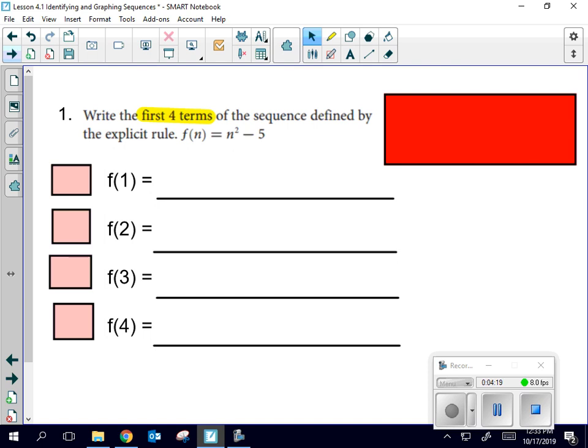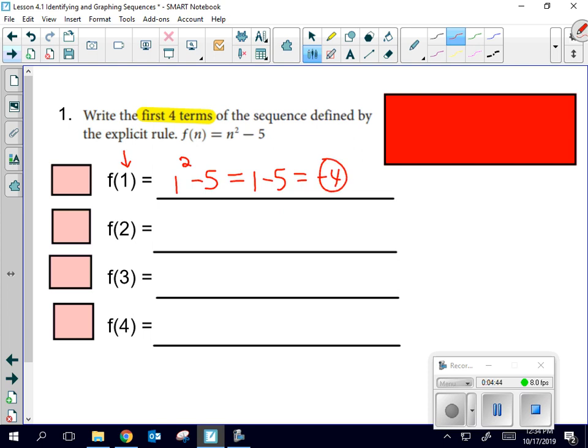All right, number 1, write the first 4 terms of the sequence defined by the explicit rule here. Well, all we need to do is plug in our n, which is given to us. The first one is 1, so when I plug in 1 for n, well, I get 1 squared minus 5, which is 1 minus 5, which is negative 4. So the first term is negative 4. The second term would be to plug in 2, so 2 squared minus 5 gives us 4 minus 5, which is a negative 1.